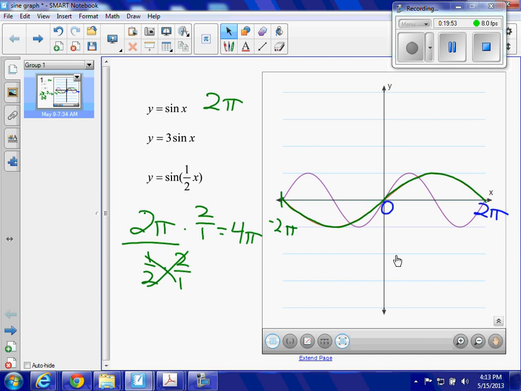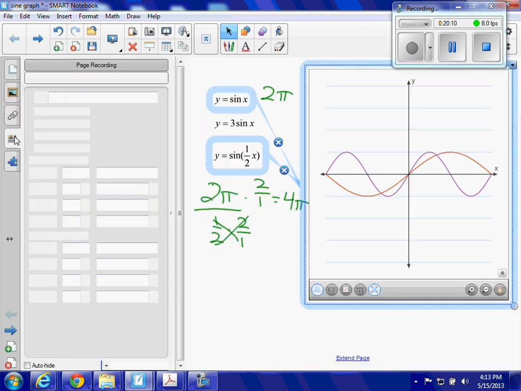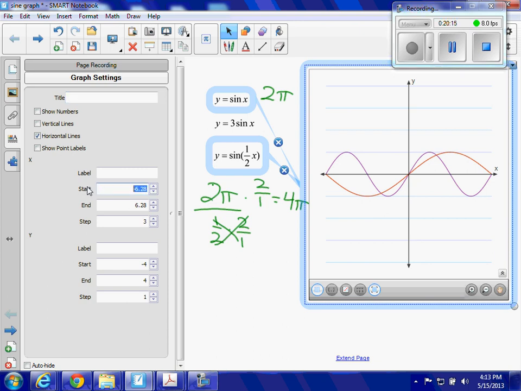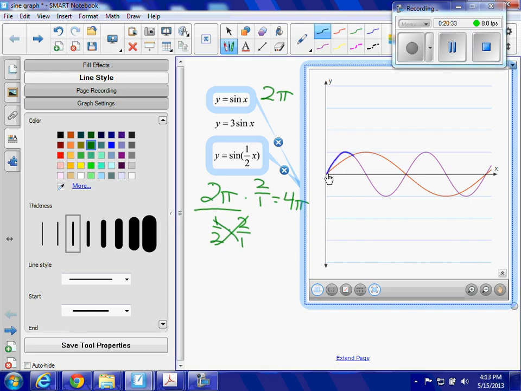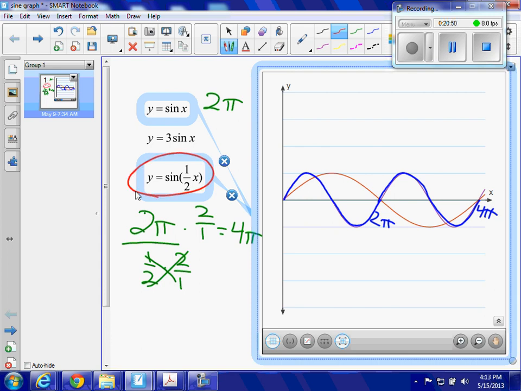And I'll make it look a little bit better here. Let's clear this ink off. And I'm going to change just the way this graph looks a little bit, so you can see the cycles maybe a little bit more clearly. I'm going to start my x-axis at 0, and I'm going to go all the way, say, to 13. Yeah, that's a little bit better. My sine x is cycling twice. So this right here would be 2 pi, and that's going to cycle again. Another, that's 4 pi. And my transformed function right there with the omega of 1/2 does one cycle that takes all the way to 4 pi.